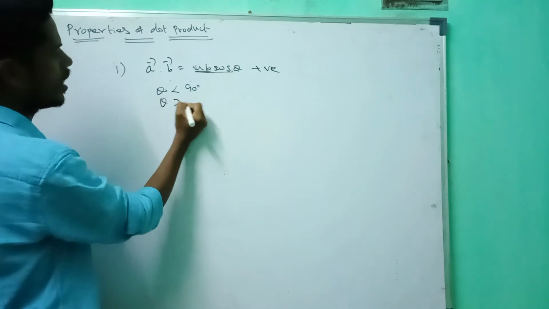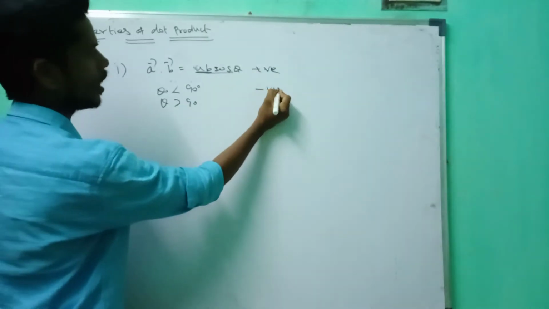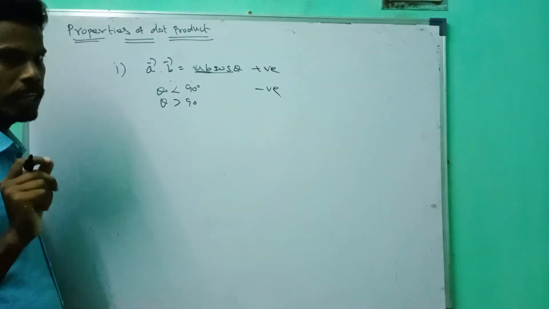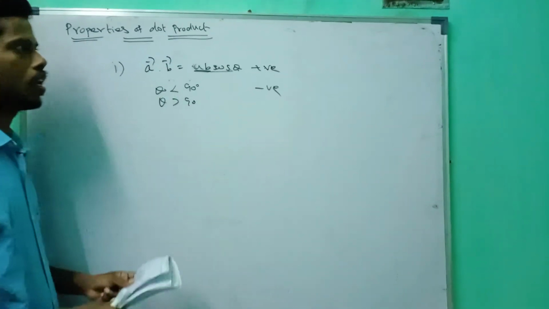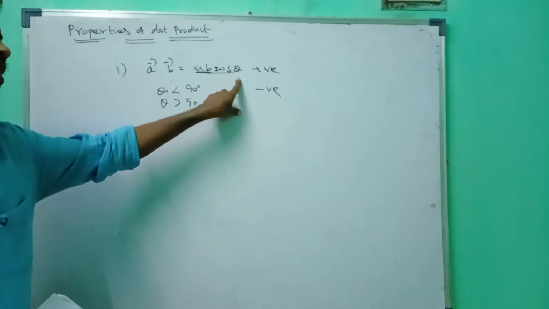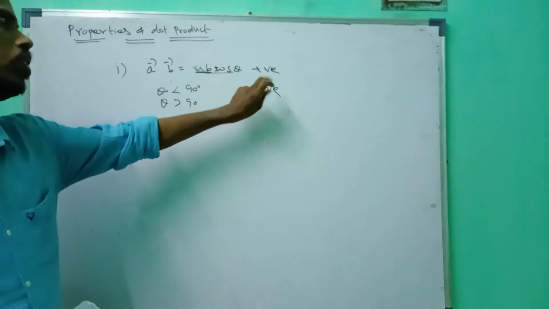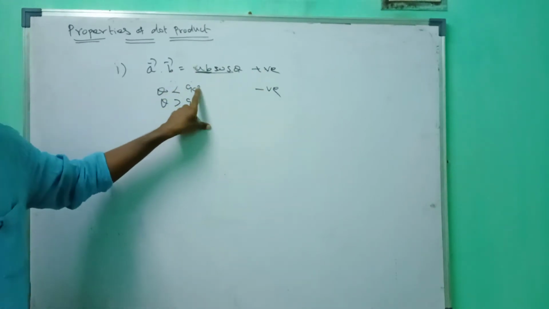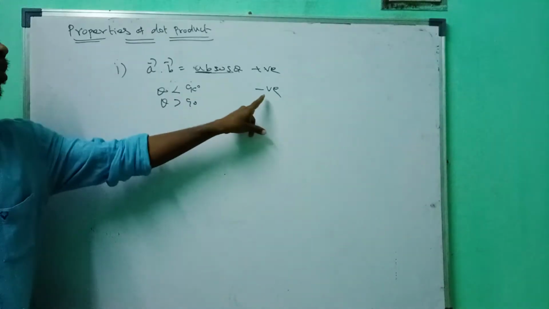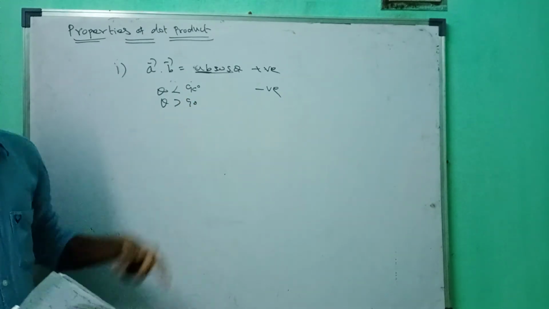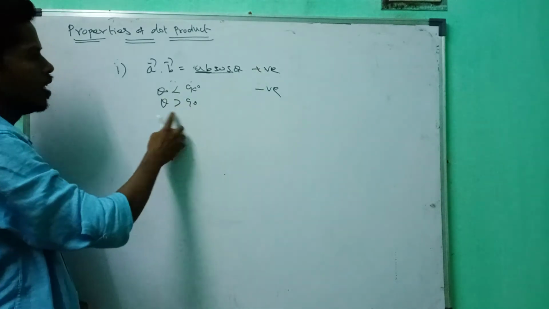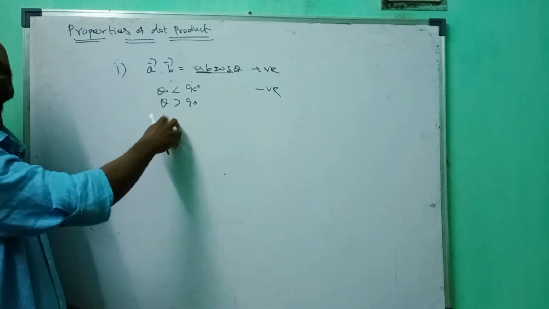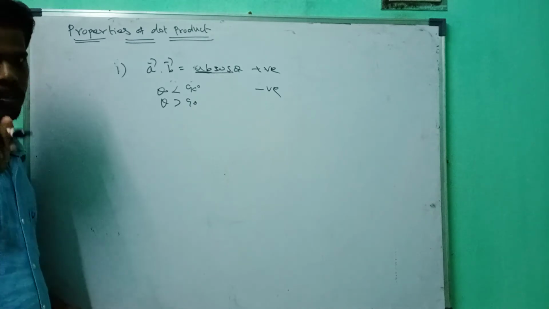If theta is greater than 90 degrees, what happened? It is negative. The a vector dot b vector is negative. Again I am telling, a vector dot b vector equal to AB cos theta. AB cos theta is positive when theta is less than 90 degrees, and a vector dot b vector will be negative when theta is greater than 90 degrees. This is the first property.